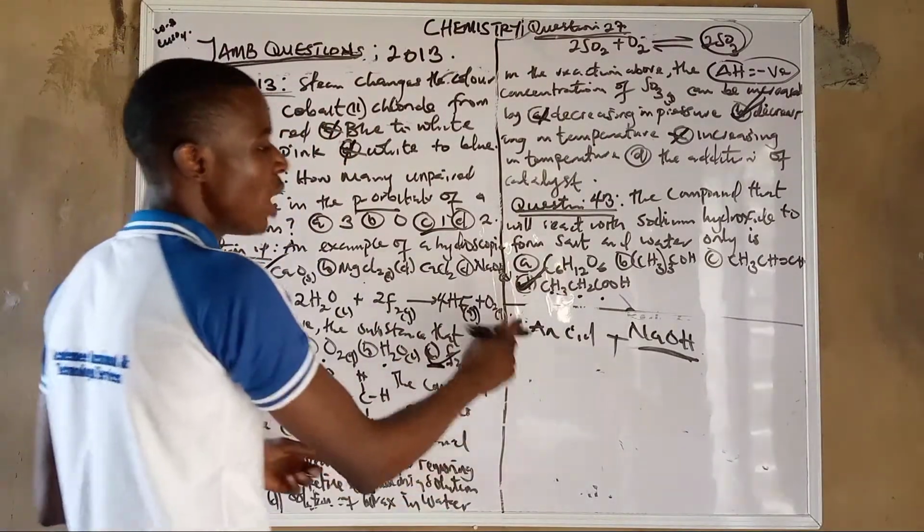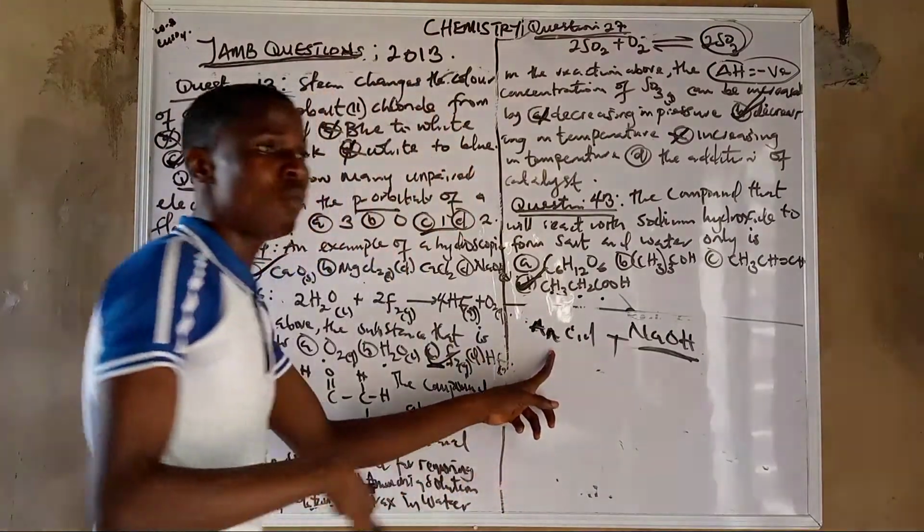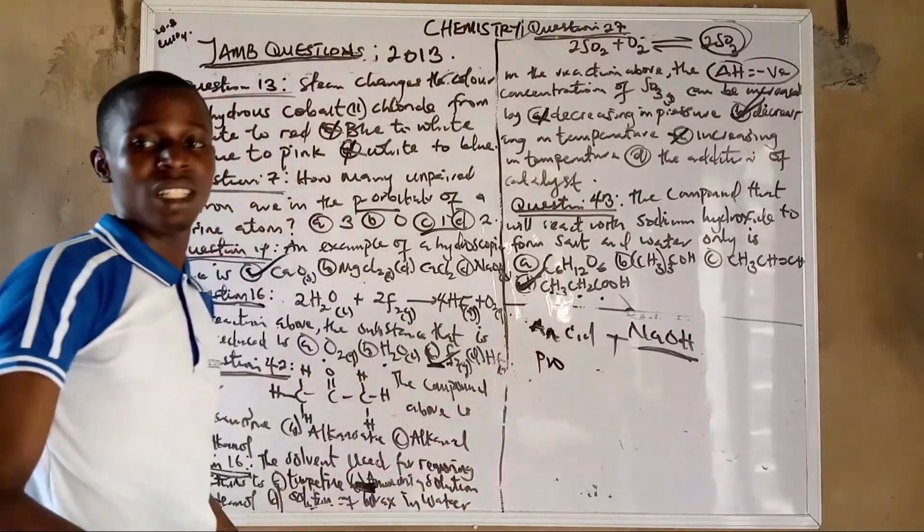So from here we have to know acid. An acid is a substance which, when dissolved in water, produces a proton as the only positive ion.